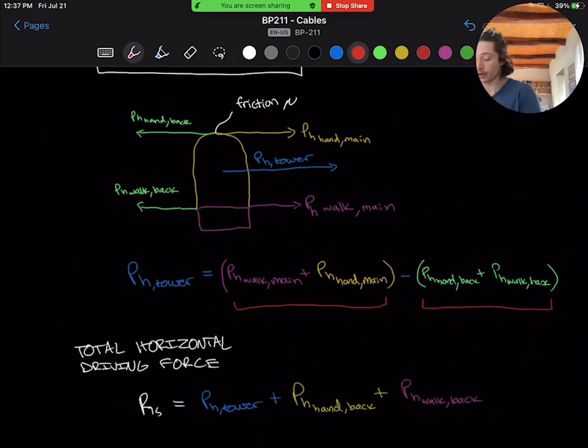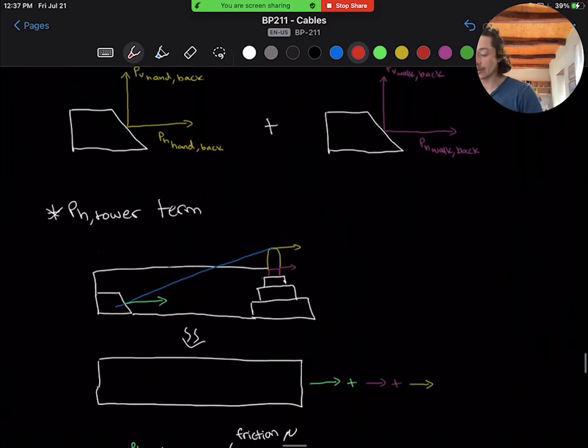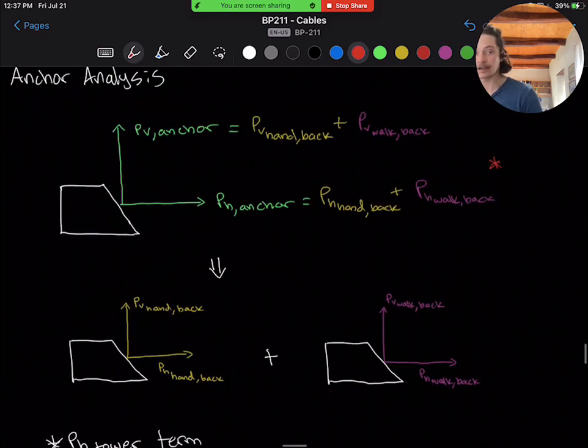So our total horizontal driving force, RS, is going to be that PH tower term plus our PH hand back plus our PH walk back, which, as you remember, come from this summation here that we talked about in the beginning, just a summation of our backstay forces. In the basic course, this was just our handrail backstay force multiplied by all of the cables, and in here we're breaking it up between handrail and walkway, and our force would be lower. Our total force will be lower.